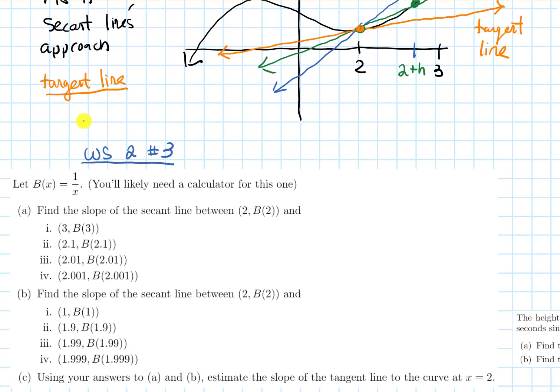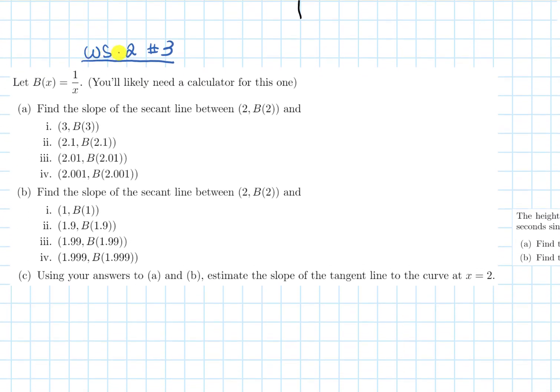I want to look at one of the problems from worksheet 2. It's question number 3, where we have the function b of x equals 1 over x. Part A asks us to find the slope of the secant line between the point 2 comma b of 2, the point where x is 2, and a bunch of other points where the x coordinate is 3, 2.1, 2.01, and so on. Part B is going to ask us for some more slopes of secant lines. Let's get a feel for what this is asking by drawing a picture.